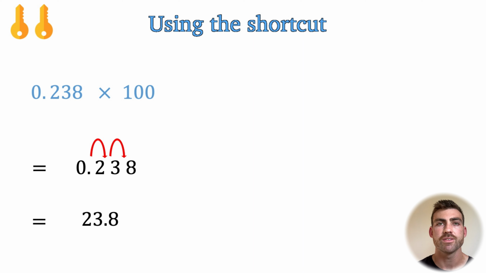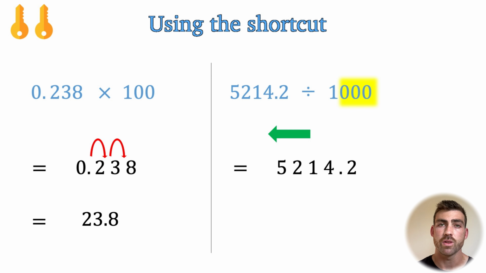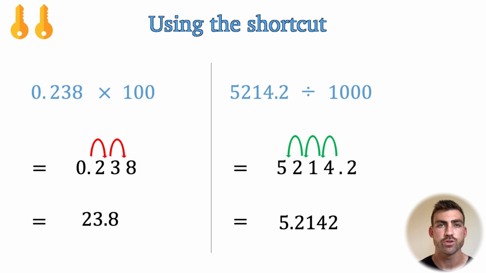If we had the following question, we are multiplying, so we move the decimal point to the right. Since 100 has 2 zeros, we move the decimal point 2 jumps, giving us 23.8, and we are done. If we had the following question, we are dividing, so we move the decimal point to the left. Since 1000 has 3 zeros, we move the decimal point 3 jumps, giving us 5.2142, and we are done.